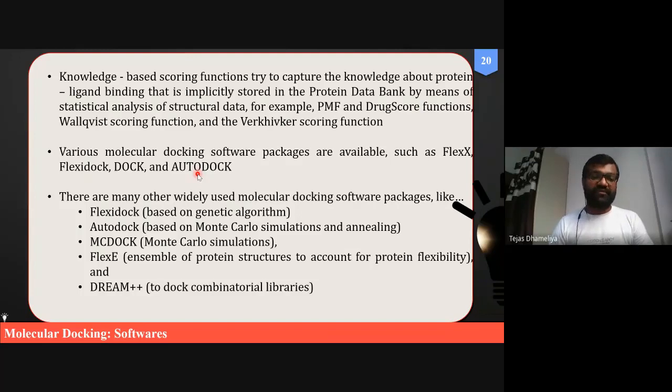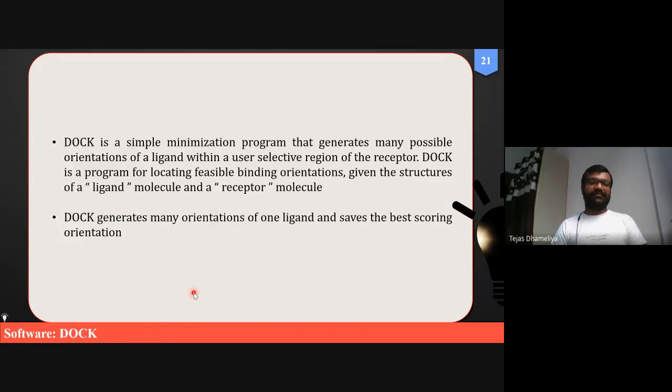And what are their basics? That is highlighted. Such as FlexiDock is based upon a genetic algorithm. Autodock is based upon Monte Carlo simulations. Sometimes a genetic algorithm is also part of Autodock. MacDock is based upon Monte Carlo simulations, etc. We will not go into the depth of this, but I just want to say these are different softwares. They have different concepts. Based upon these different concepts, they are working.